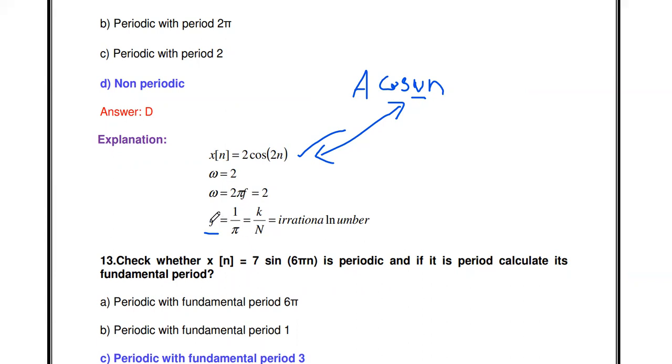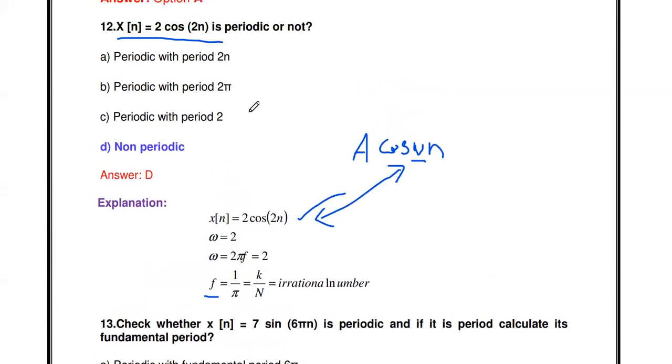So f can be represented as a ratio of k by n. According to this, the k value is 1 but the n value is pi. So 1 is an integer but n equal to pi is not an integer. So the frequency f naught is an irrational number. Irrational number means f naught is not a ratio of two integers. So we can say that the given signal is non-periodic.